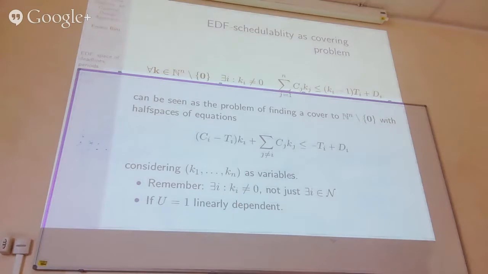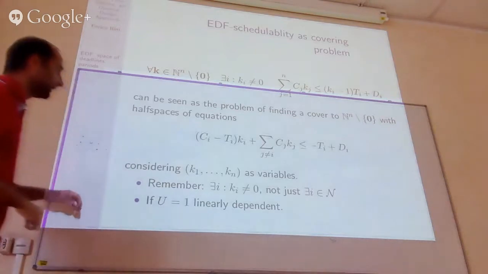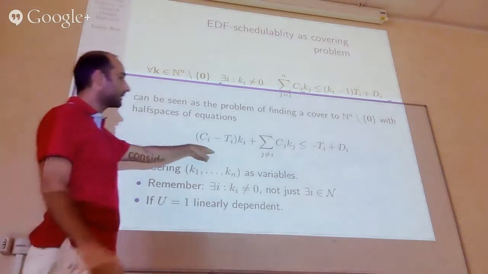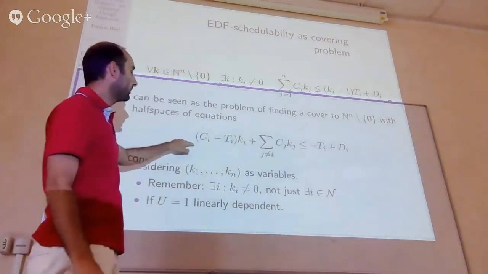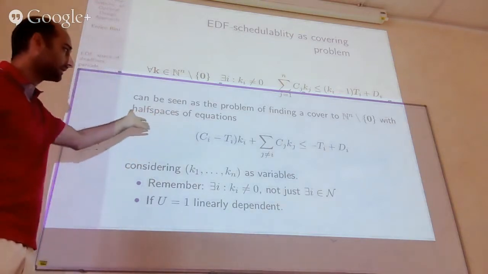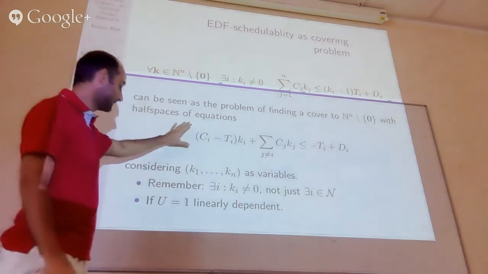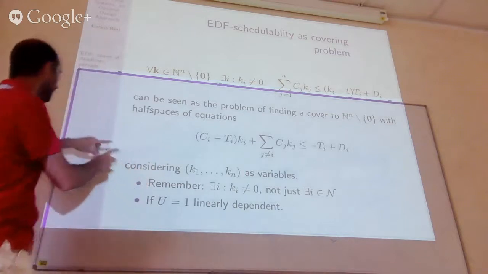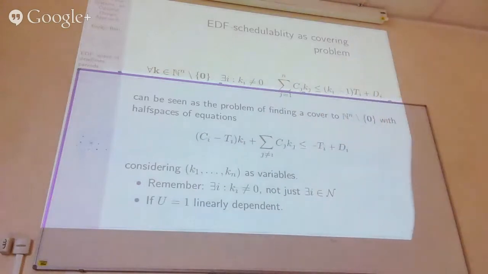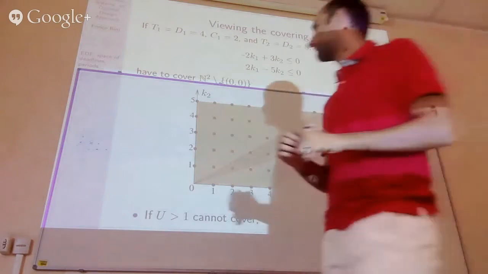Okay, what else is here? Something that I want to highlight is that if u is equal to 1, this linear inequality will become linearly dependent. If you compute the rank, you will find it out, but maybe there is a simpler way to show it, but this is something that happens. Basically, these lines, what is happening, maybe the next slide illustrates that better. Yes, let's have this slide.